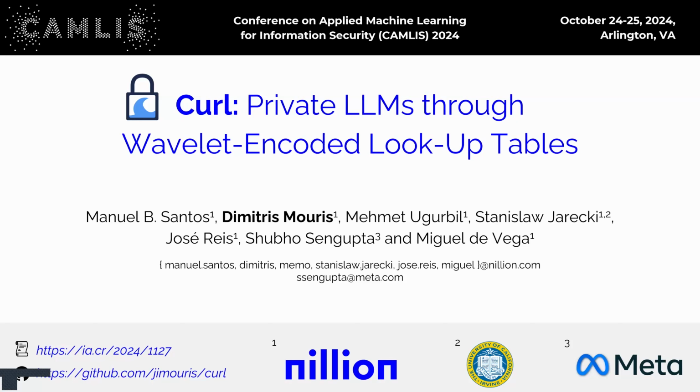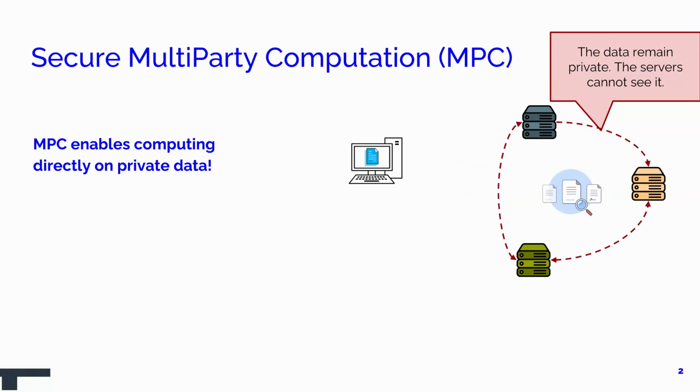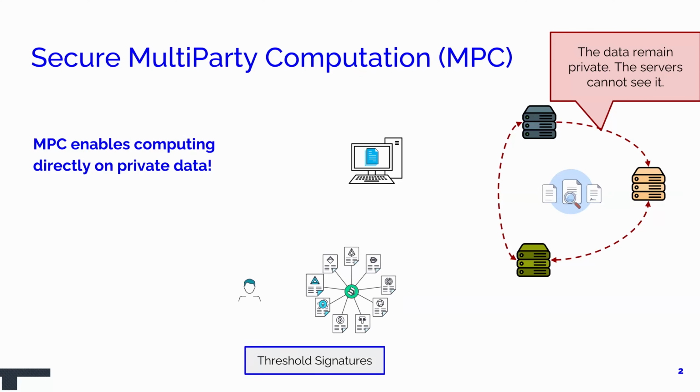If you haven't heard about Nilion before, we focus on privacy-enhancing technologies. One of those technologies is called secure multi-party computation. With MPC, we can do the seemingly impossible task of computing on private data without seeing the data. What this looks like is that a client can send their data in a privacy-preserving way to some servers, and then the servers can perform a computation on the data without learning anything about the data. And this is very useful because it has many applications.